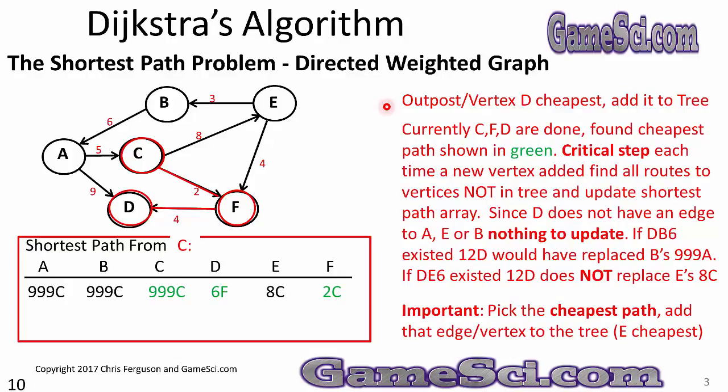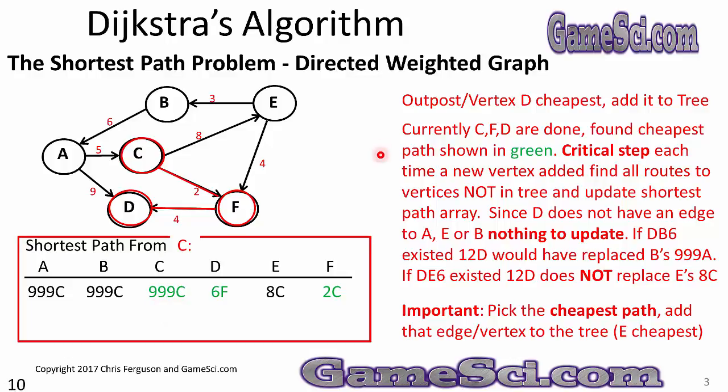Outpost/vertex D is the cheapest. It's added to the tree. Currently, C, F, and D are done. We found the cheapest path shown in green. C is done, F is done, D is done. They're all listed in green. Remember, we started in C, so it has a cost of 999 or infinity.